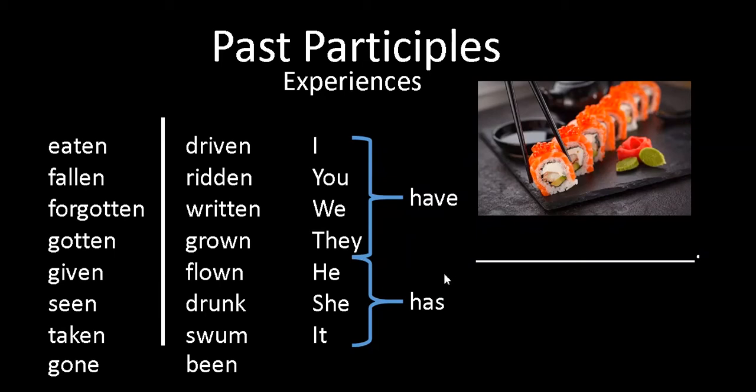One more example, here is sushi. What do we do with sushi? Of course, we eat sushi. Eat, ate, eaten. All right, so I have eaten sushi, or he has eaten sushi.